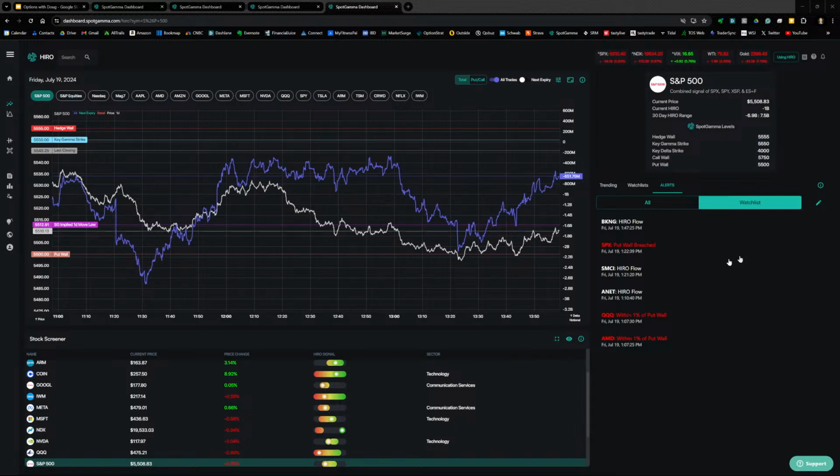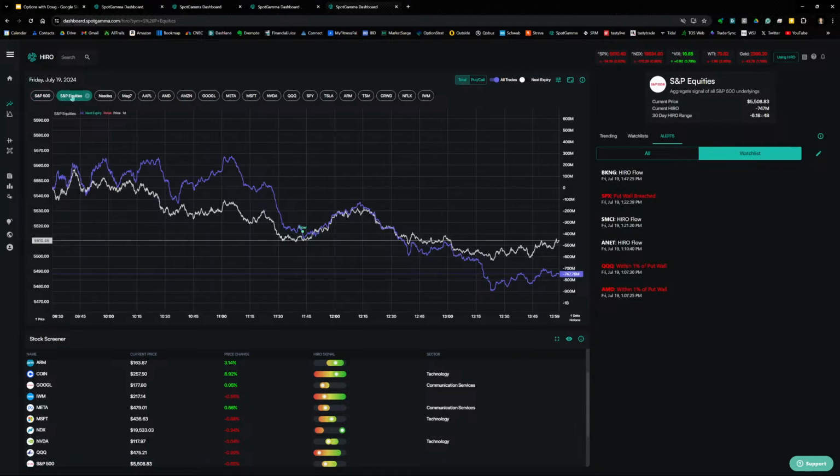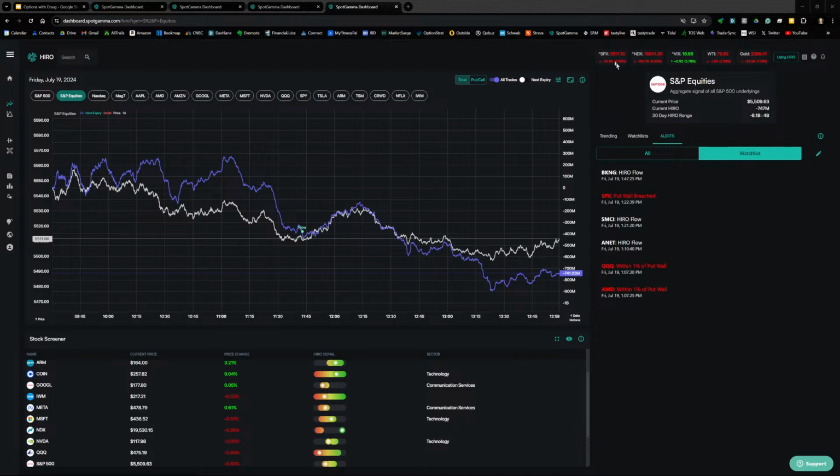There's another signal that we can take a look at for the S&P 500, and that is the equity signal. That was pretty choppy in the morning, but it looks like it has smoothed out now. So in the morning, I was looking at the index signal. So what this signal is, the equity signal, this is showing options trades and market maker hedging activity for a combined signal of all 500 stocks in the S&P 500.